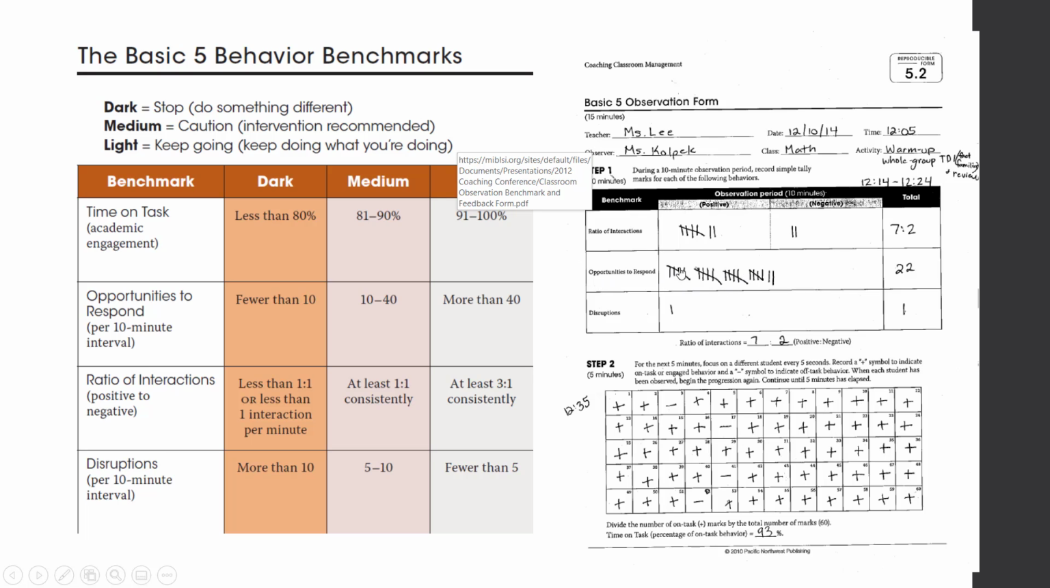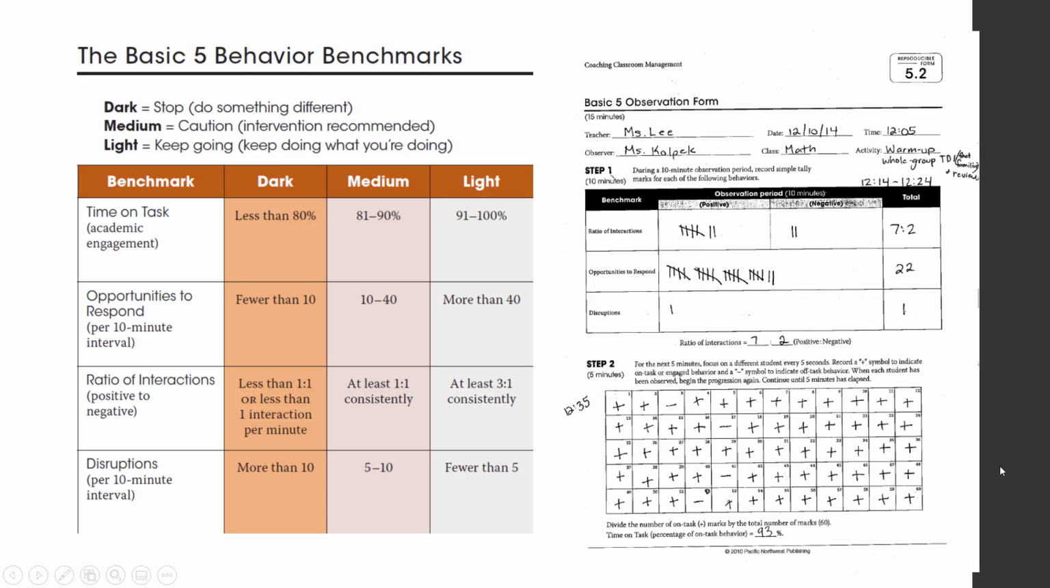Opportunities to respond, 22. So they are in that medium range. So she might want to give more opportunities to respond. Disruptions 1, so really good. And here's some type of, I think this is probably partial interval recording. And so you can actually see on-task behavior, I think this one was. So yeah, on-task or engaged behavior. And you can see they're engaged about 93% of the time, which is really good. So overall, this teacher has done great. The only thing that they could improve are their opportunities to respond.